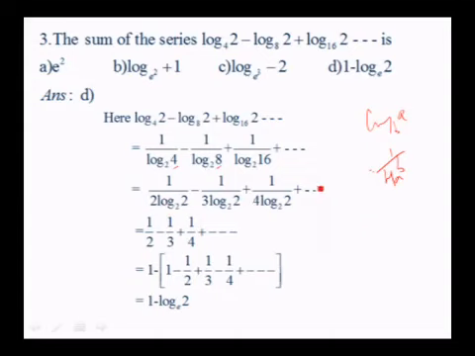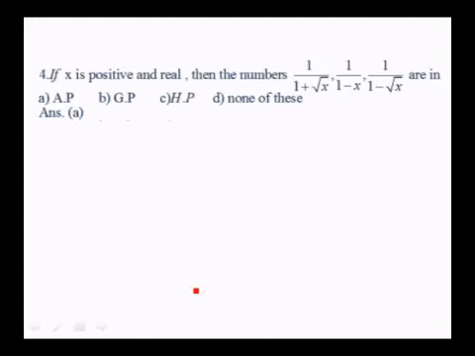You can write this series as half minus 1 by 3 plus 1 by 4 etc. So if you add and subtract 1, I can write this as 1 minus half plus 1 by 3 minus 1 by 4 etc. and 1 minus log 2 to the base e. Because this formula gives log 2.